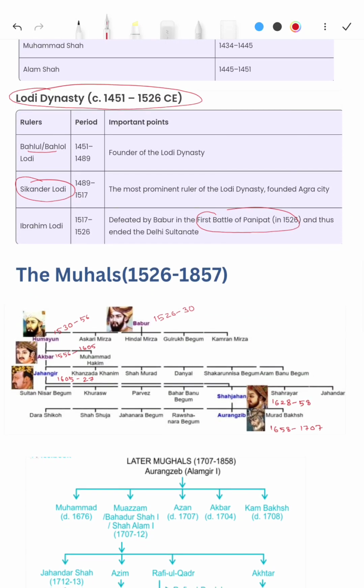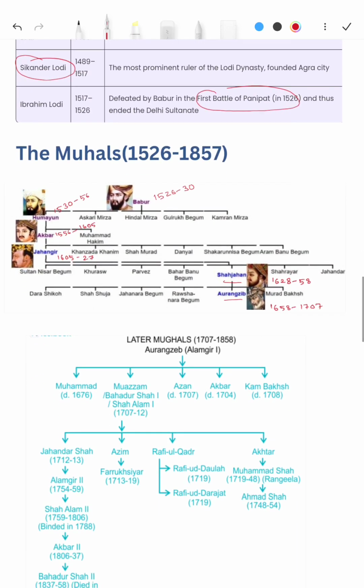The founder is of course Babur, 1526 to 30, and his son Humayun, the eldest one, 1530 to 56, was the second Mughal emperor. Then comes Akbar, 1556 to 1605. Then Jahangir, 1605 to 27 here, and Shah Jahan, 1628 to 58. Then Aurangzeb, 1658 to 1707. You can pause the video and check the details later on.